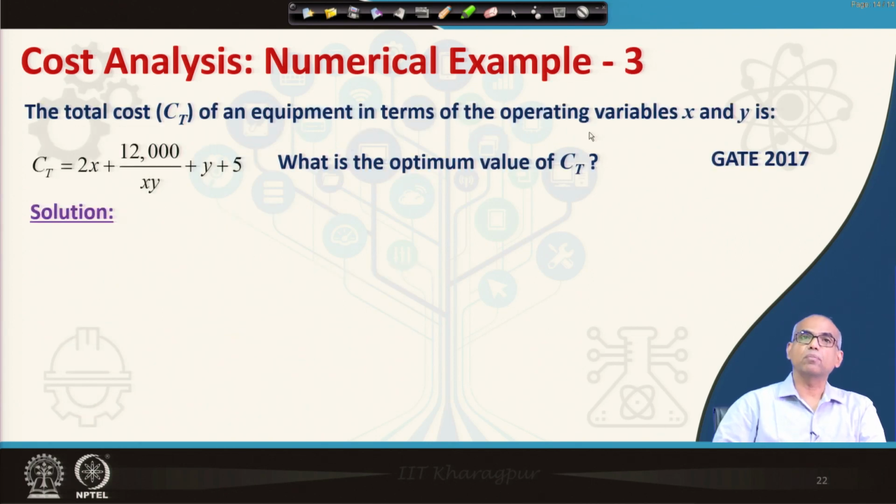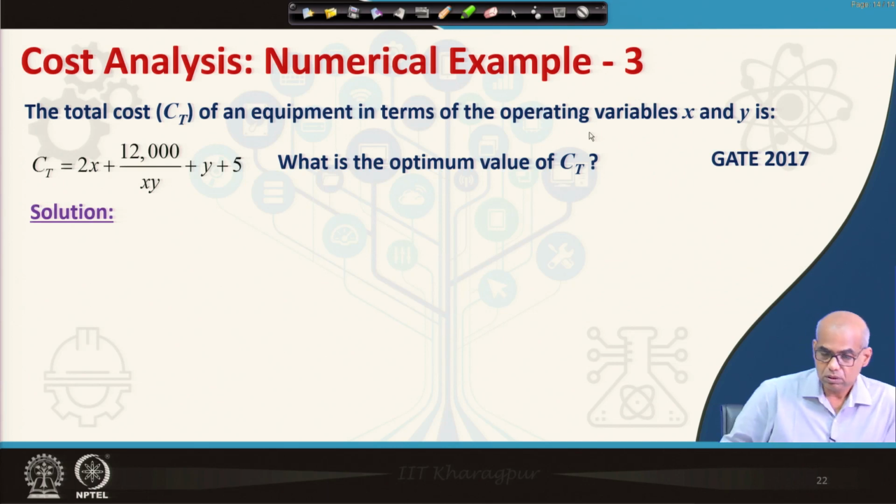So, let us take another problem. The total cost of an equipment in terms of the operating variables x and y is Ct equal to 2x plus 12,000 by xy plus y plus 5. What is the optimum value of the total cost Ct? This is a problem in optimization.